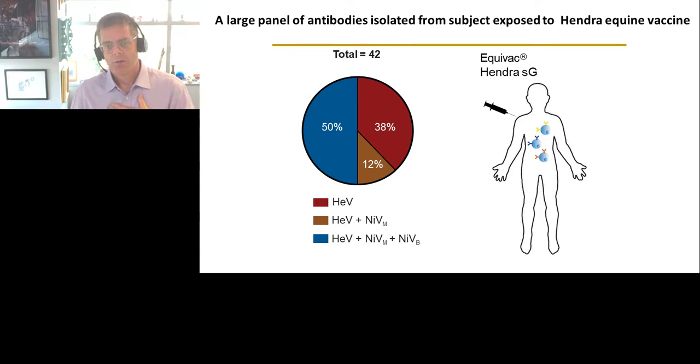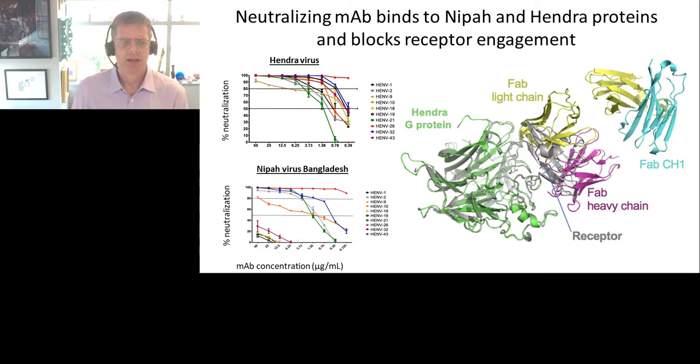So we worked with an individual who had been inadvertently exposed to a horse vaccine for Hendra. This was not a human vaccine, but the person was inadvertently exposed to the vaccine and developed immunity to Hendra and Nipah. So we identified a lot of antibodies. The first set was about 42 antibodies, I think. And we've already shown, this is unpublished work, that we get very potent antibodies from this individual that neutralize Hendra virus.